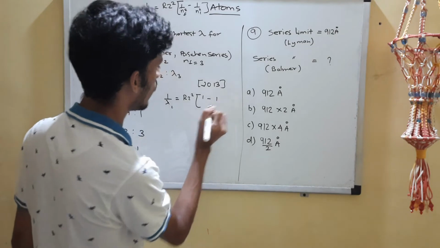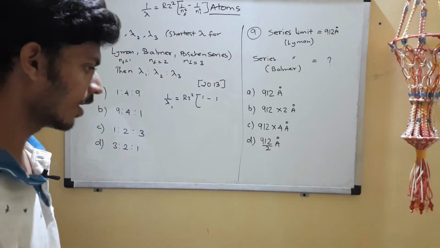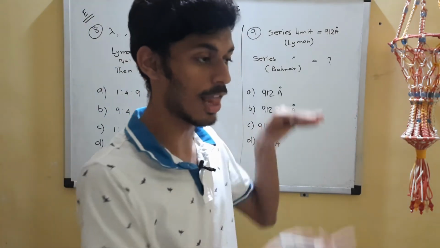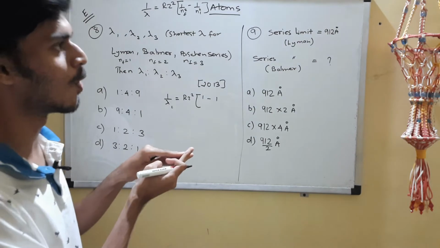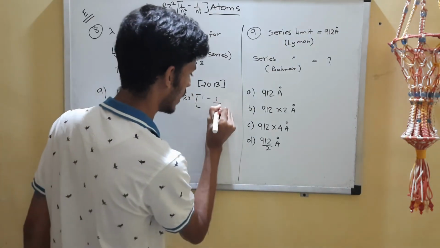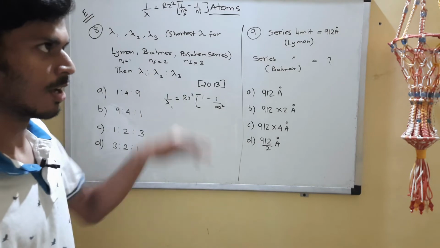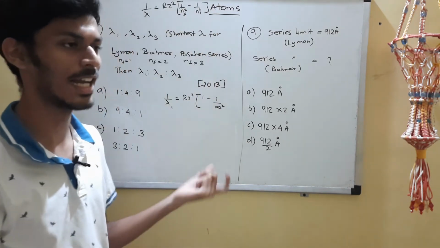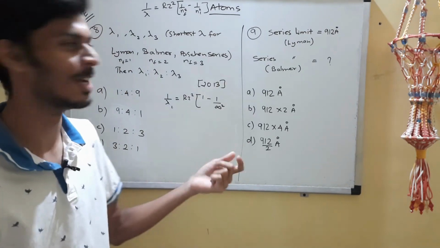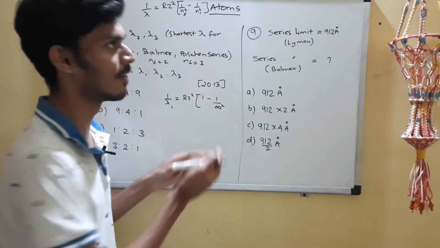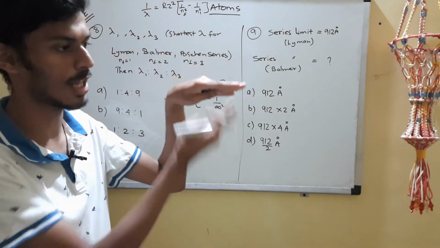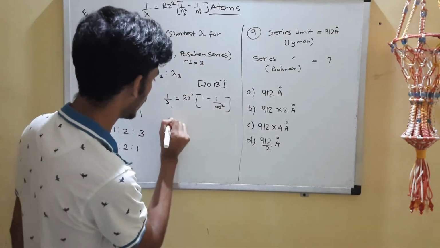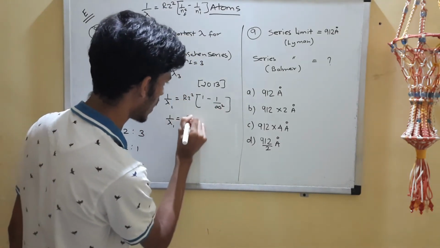Minus 1 divided by, now we are searching for the shortest wavelength. I told you it will be the largest energy gap. So you want the largest energy gap, so why not take infinity? That will give you the transition from infinity to 1. At a quantum scale, infinity is not that big. So this will give you the largest transition, shortest wavelength. So basically this term will become 0. So 1 by lambda 1 is rz square.